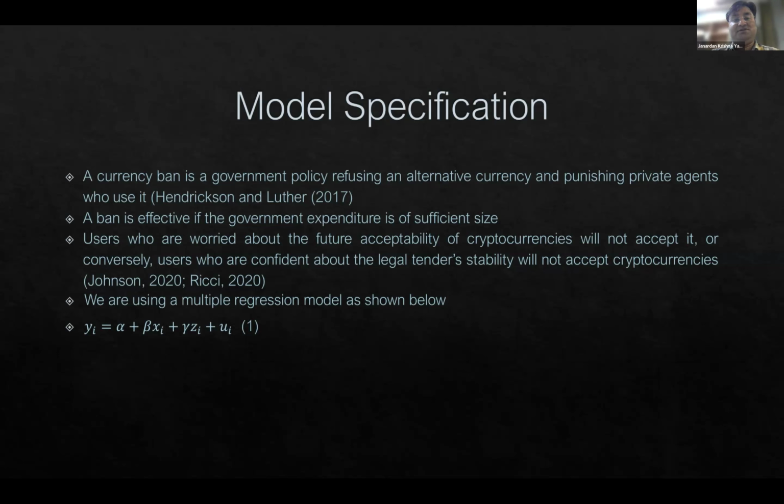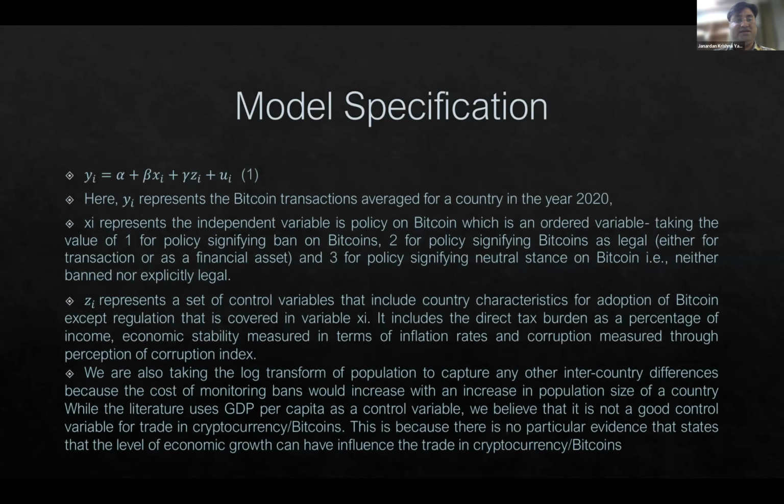So we are using a multiple regression model, where Y represents Bitcoin transactions, which is averaged for the country over a year. We collected data from June 2019 till July 2020, one year averaged data. XI represents the independent variables about policy on Bitcoin, which are ordered variables: 1 signifies ban, strong ban, 2 for policy signifying Bitcoin as a legal tender but not as a financial asset, and 3 for policy signifying a neutral stance.